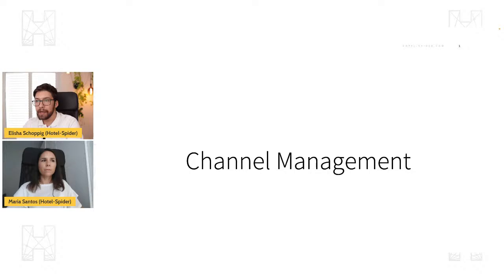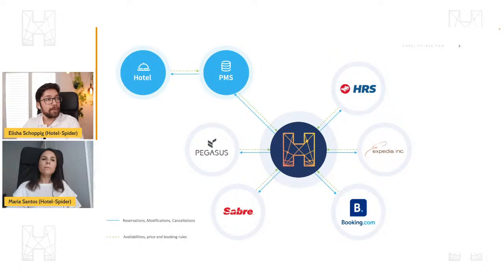I'm just going to add my screen here, and we'll quickly look at the data flow when it comes to channel management. So the scenario we have at the moment is that your hotel is working with your property management system that is integrated with the channel manager, that is then integrated with all the OTAs and online platforms, booking engine, etc.